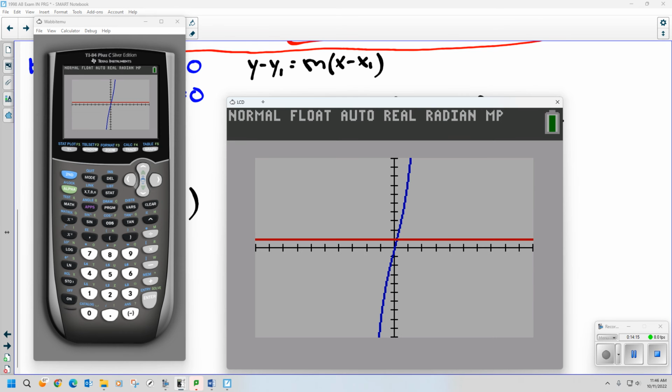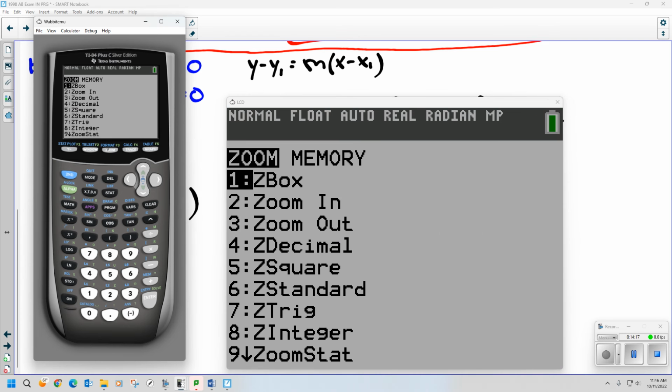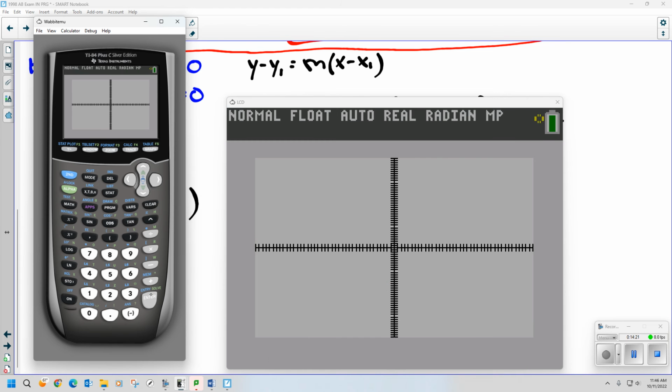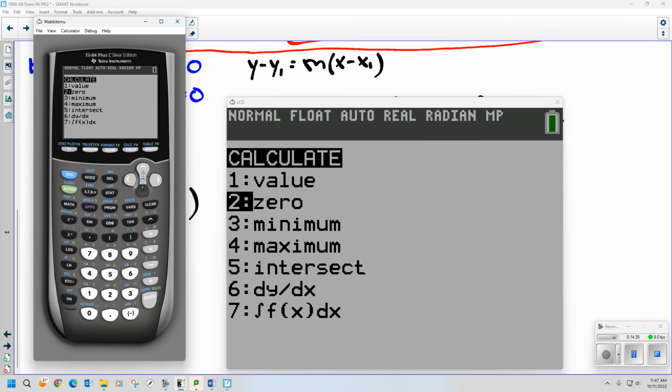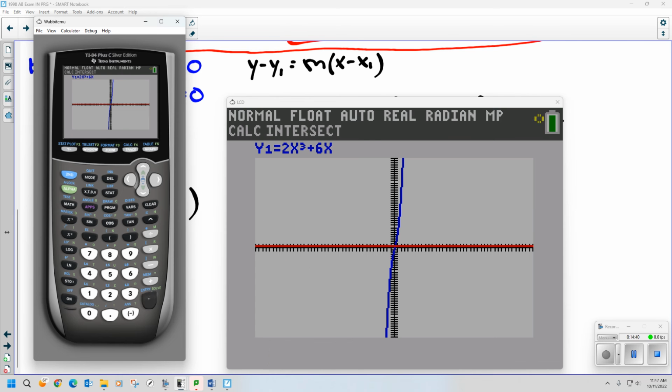If I wanted to zoom out, just to be sure I'm not missing anything outside a 10 by 10 window, that's a very, very, very far zoom out. And it just goes up and it doesn't come back down. And that's where we have our y equals 1. So I'm going to hit second, trace, intersect. Hit enter 3 times. 1, 2, 3.